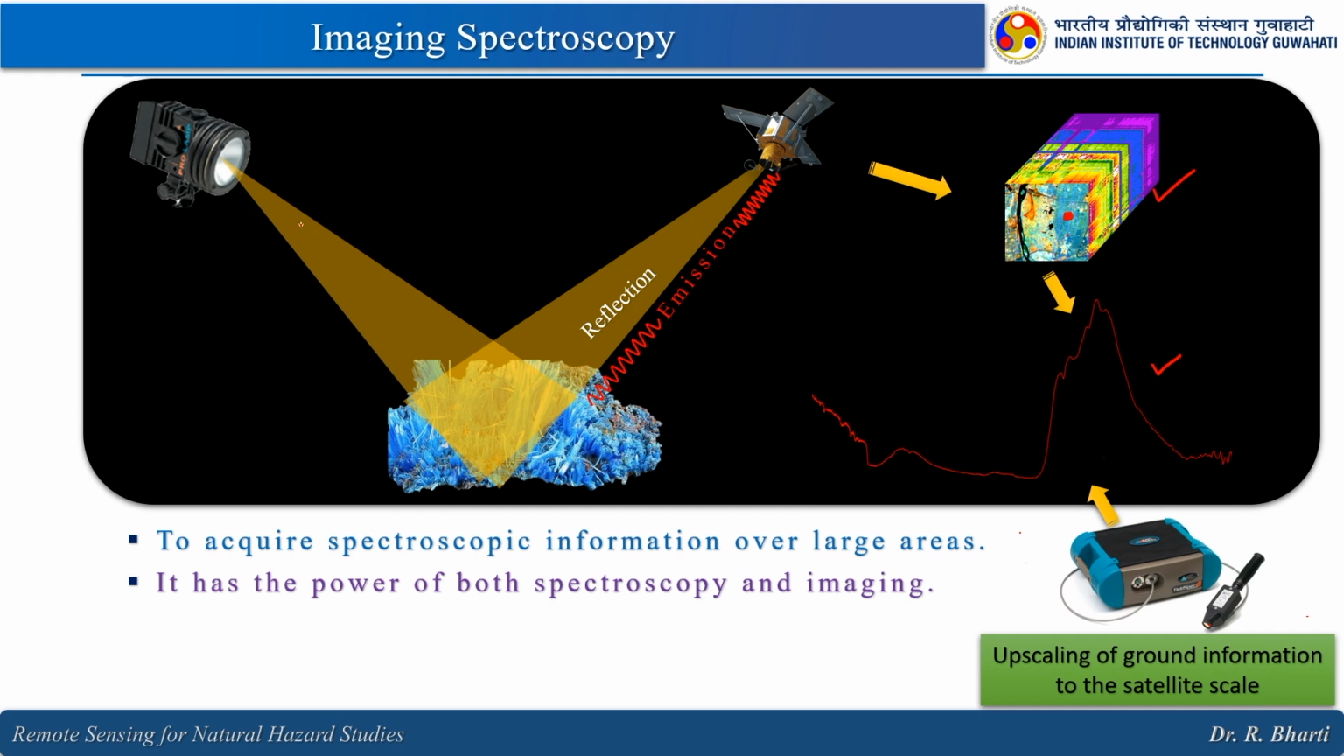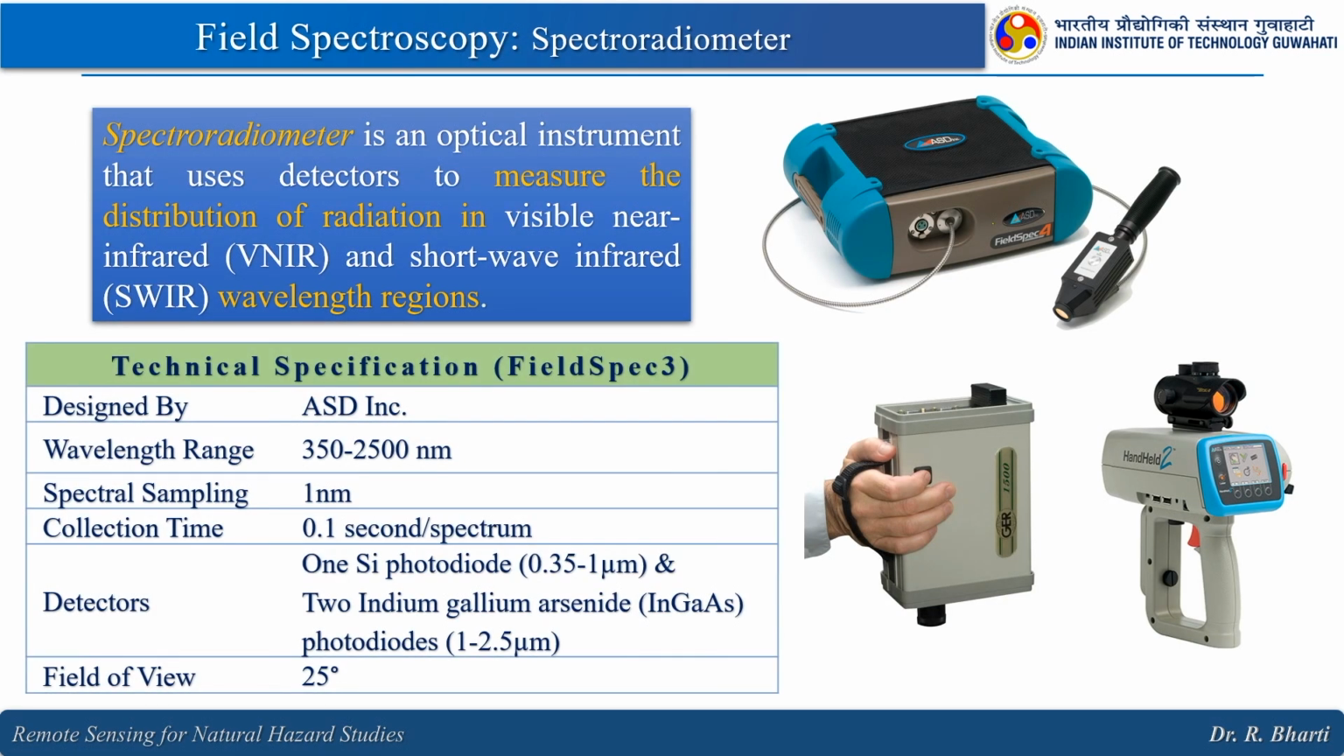So, here I hope you remember this is the basics. So, from here we are illuminating the target, and then from here the reflected emitted energies will be received by the sensor, and this sensor will provide you this kind of spectra, and you will also have few bands that can be called hypercube or hyperspectral data, right. So, let us talk about the field spectroscopy. So, here we will talk about the spectroradiometers.